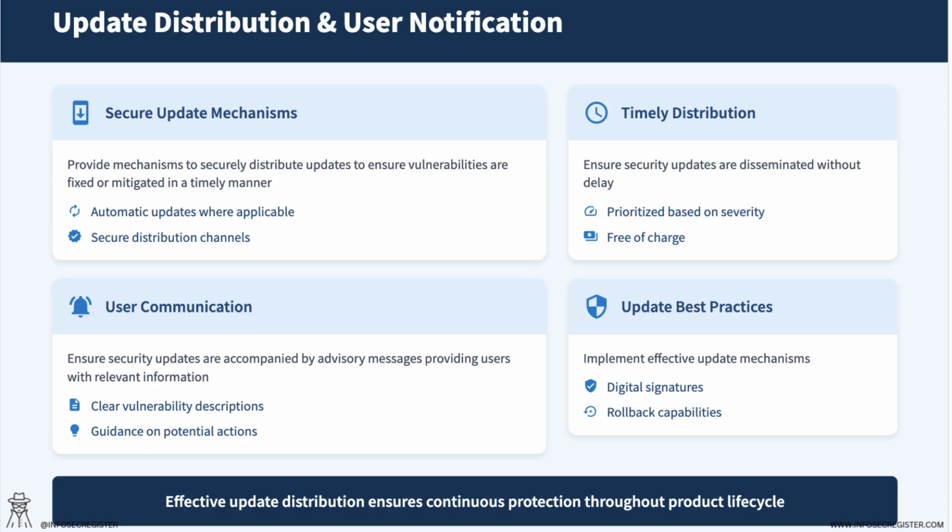Then there's timely distribution. Security updates must be shipped as soon as possible, prioritized based on severity, and again, provided free of charge. Speed matters, especially with actively exploited vulnerabilities. Next is user communication. Every update must come with meaningful advisory messages. Users need clear descriptions of the vulnerability and straightforward guidance on what actions, if any, they should take. Ambiguous or overly technical language just won't cut it.